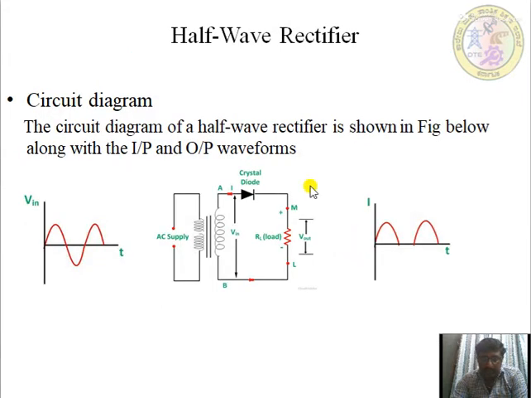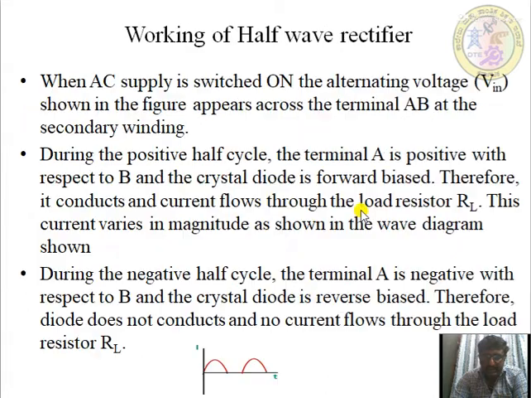See here. This is the circuit diagram of a half wave rectifier. It requires a transformer. Only one diode and one load resistor are there. This is the input signal and this is the output signal. How it exactly works, we will go through in the next slide.